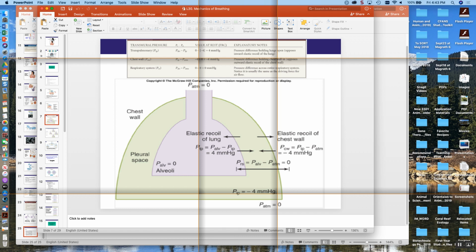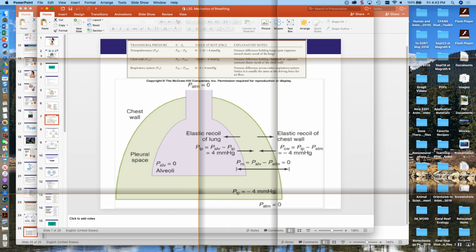So this chest wall pressure is opposing the elastic recoil of the chest wall. It's technically the intrapleural pressure minus the atmospheric pressure, -4 minus 0. And formally, it's the pressure difference holding the chest wall in, opposing the outward elastic recoil of the chest wall.